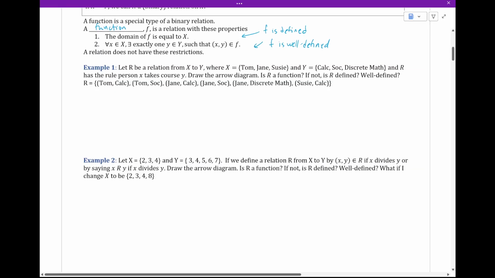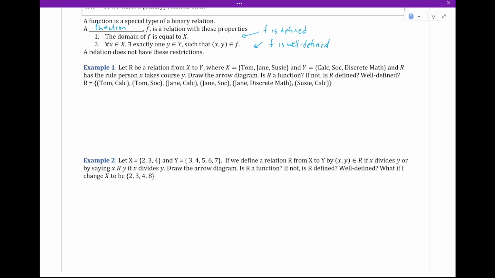Here we have our first example, example 1. Let R be a relation from X to Y where X is equal to the set Tom, Jane, and Susie, and Y is equal to the set Calc, Soc, and Discrete Math. And R has the rule: person x takes course y. I want to draw an arrow diagram. I want to know, is R a function? If not, is it at least defined? Is it well defined? And then here is R. R is the set where Tom takes Calc, Tom takes Soc, Jane takes Calc, Jane takes Soc, Jane takes Discrete Math, and Susie takes Calc.